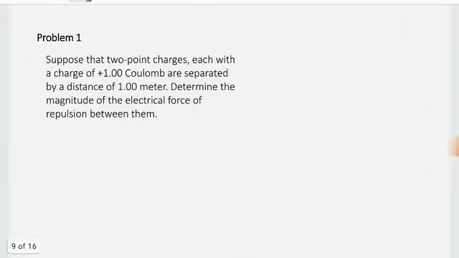Okay, now let's use Coulomb's law in calculation. So F = k Q1 Q2 over d squared. Please don't forget the square below. Suppose that two point charges, each with a charge of 1 coulomb, are separated by a distance of 1 meter. Alamin mo daw yung F.